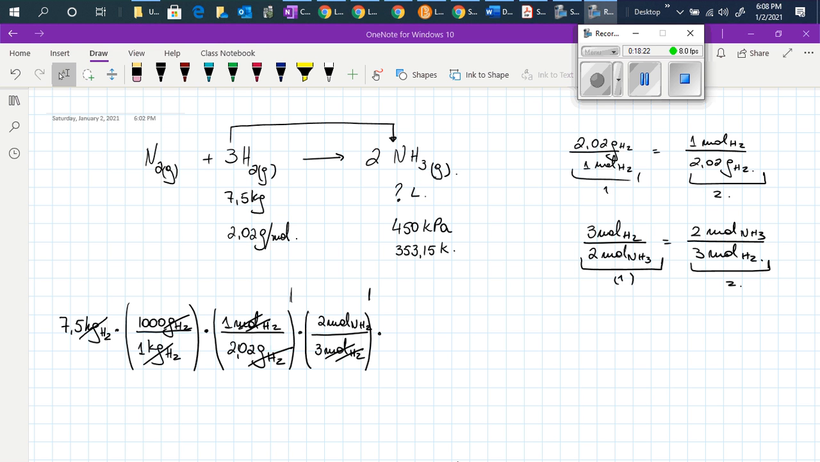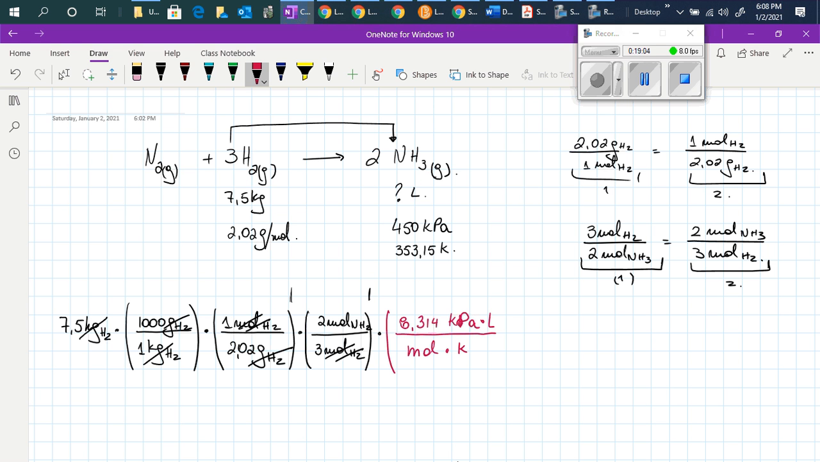So now we have those non-standard conditions with 450 kilopascal and 353.15 Kelvin, which means that we will use the ideal gas law, PV equals nRT. So we start with the R value that is 8.314, and the units for it are kPa·L over mole·K.